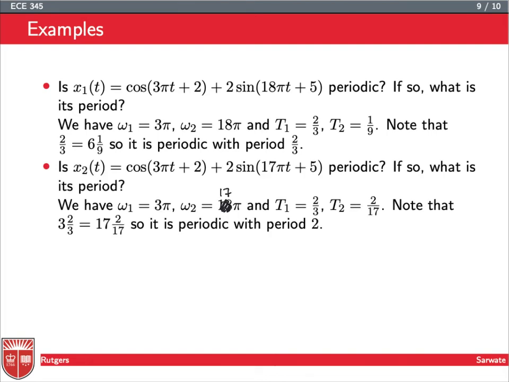What about cosine 3 pi t plus 2 sine 17 pi t? Again, we have t1 is 2 pi over 3 pi, which is 2/3. t2 is now 2 pi over 17 pi, which is 2/17. And here, since 3 and 17 are relatively prime, we can't really simplify, so we just go through 3 cycles of the first one and 17 cycles of the second one, so it's periodic with period 2 seconds, which is 3 times 2/3.